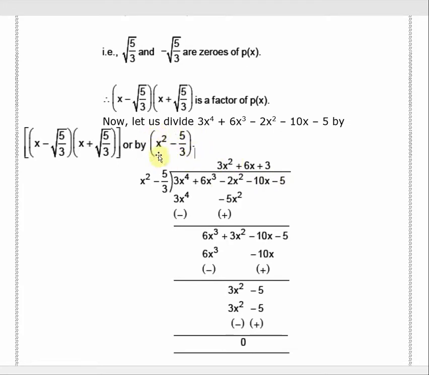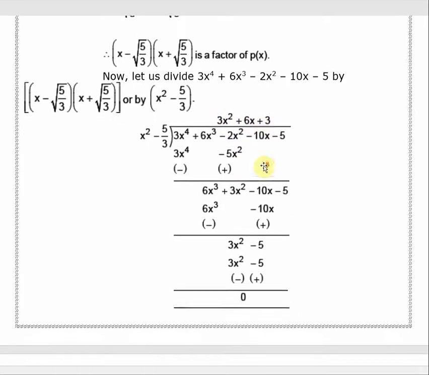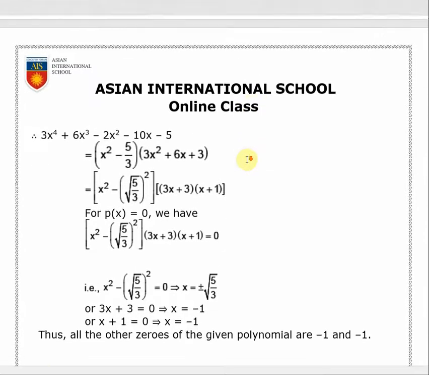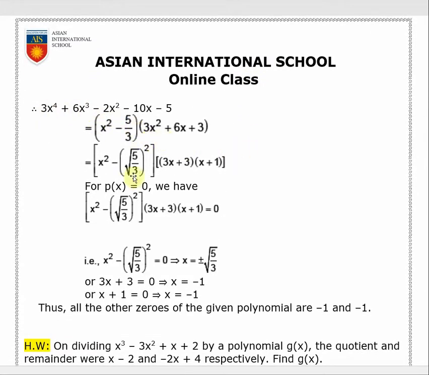Now the solution of this one has already given us the two roots, root under 5 by 3 and minus root under 5 by 3. Now we have to factorize this one, 3x square plus 6x plus 3, to get the other two roots. The factorization is done over here, and by doing it, simply they are getting a factor of minus 1 and minus 1.